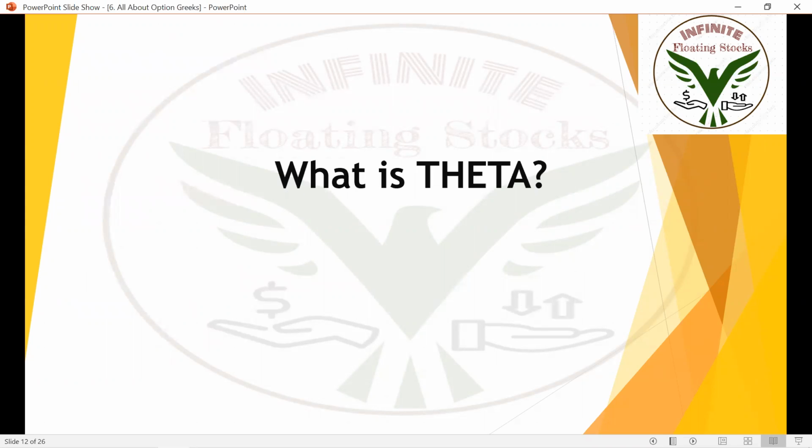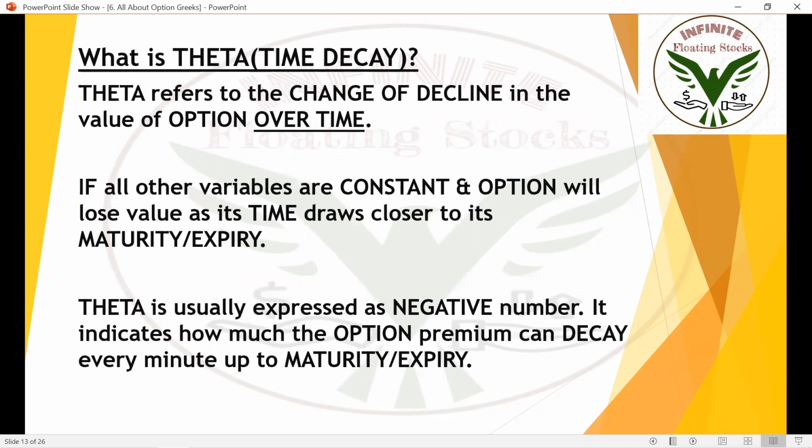So what is theta? Theta is very important. Theta is the most important option Greek. Theta refers to the decline in the value of an option over time. I repeat, theta refers to the decline in value of an option over time.